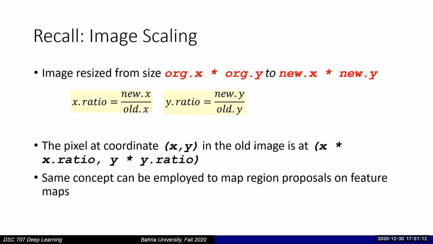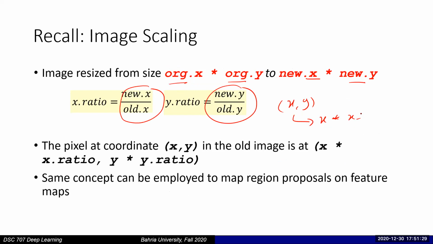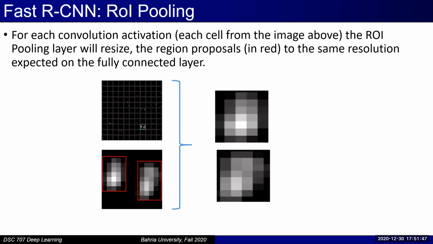If we generalize it, we have an original x, original y, and then we have new x, new y. We can compute the x ratio, which is new x by original x. Similarly, we can compute the y ratio. And if you want to see where any point x,y goes, you simply multiply x by the x ratio and y by the y ratio. So if I have a big image and a small image, and there is an object, you can find where this object would be in the smaller image, right? This is a very standard way of projecting or mapping a high dimension to a lower dimension.